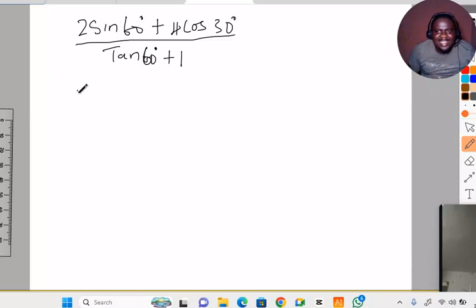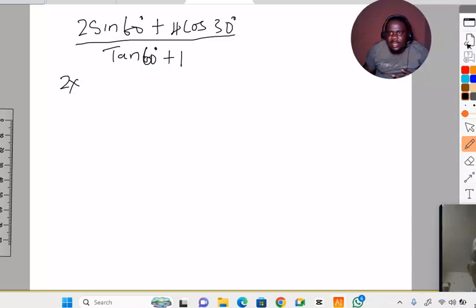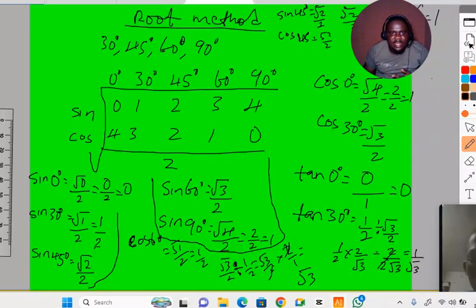But it's not really that hard. Okay, all right. So 2 cos 2 sine 60. Remember, 2 times... So first of all, what is sine 60? Let me take us back. Sine 60 is what? It is root 3 over 2.